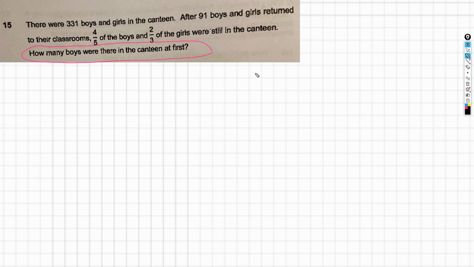Right, so 331 boys and girls. So the boys and girls together, we don't know how many of each at the beginning. And then 91 boys and girls returned to their classrooms. Again, we don't know how many of each. And in the resultant situation, we had 4/5 of the boys and 2/3 of the girls still in the canteen. So that's where I have to start. That's all I have to draw.